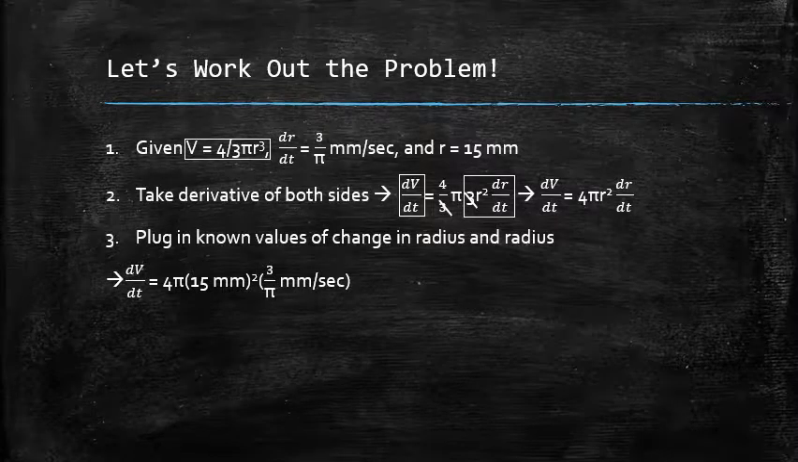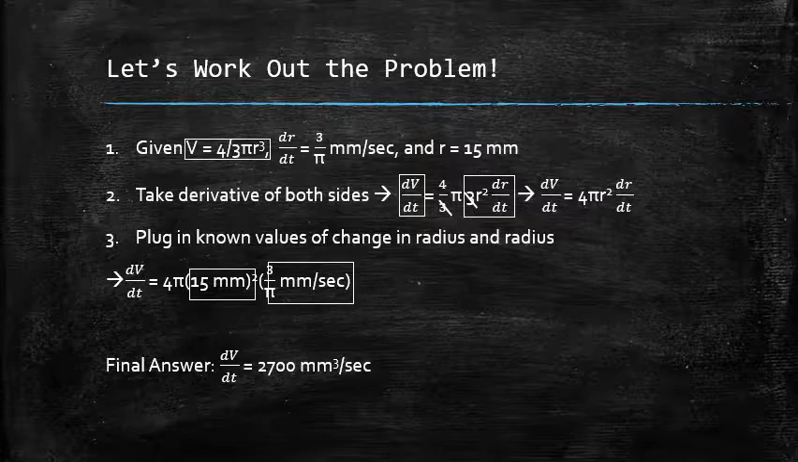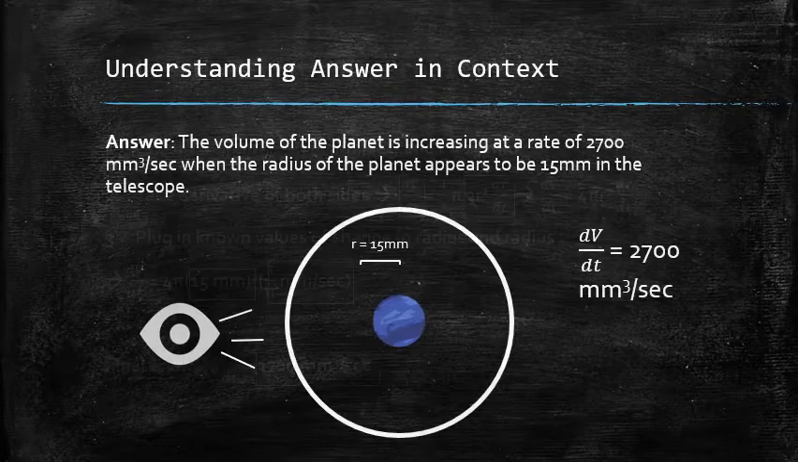Our third step is going to be plugging in known values of change in radius and radius itself, so r and dr by dt. And here we see that r is equal to 15 millimeters, so we're going to plug that in right there. And we know that dr by dt is equal to 3 over pi millimeters per second, so we're going to plug that in right there. And finally, when we multiply everything together, we get that our value for change in volume is going to be equal to 2,700 millimeters cubed per second.